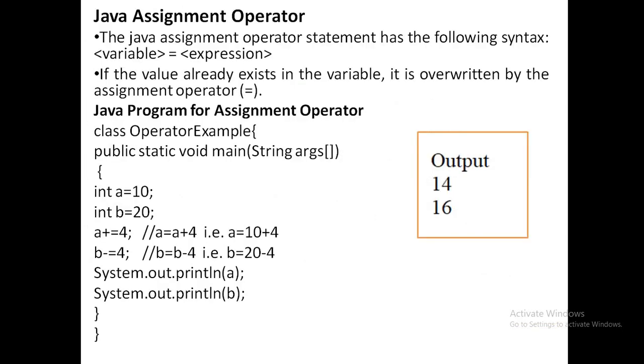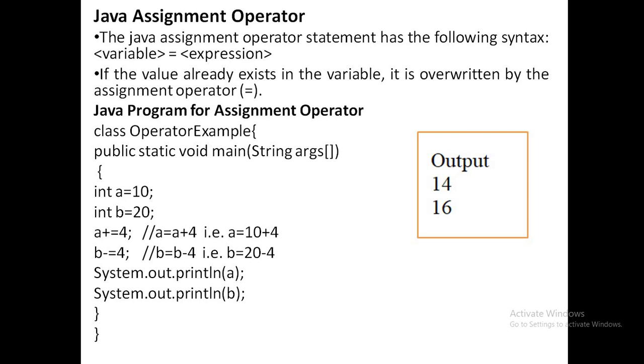Java assignment operator. The Java assignment operator statement has the following syntax: variable which is being assigned to an expression or a value. So if the variable is already having a value, then it can be overwritten with the assignment operator. So in this example program, there are two variables a and b which are of the integer data type and they are initialized with values 10 and 20 respectively.